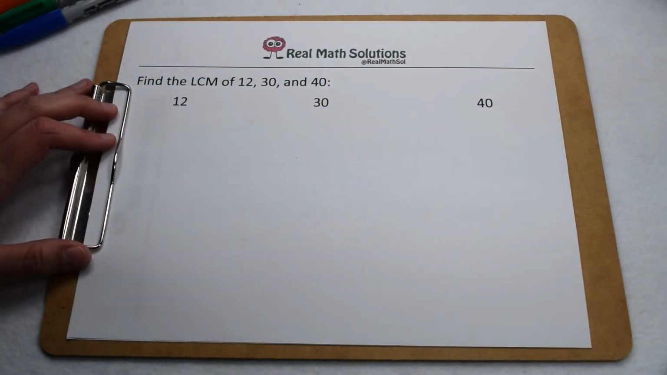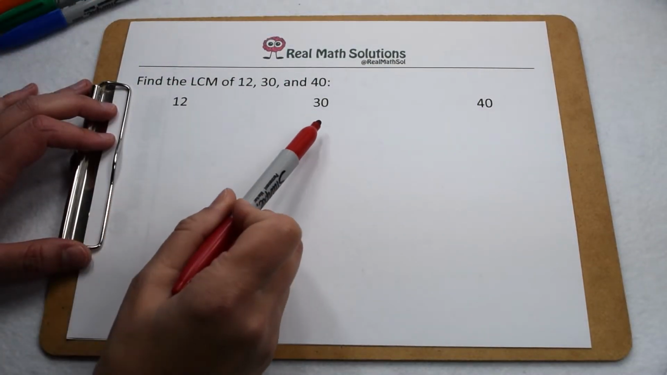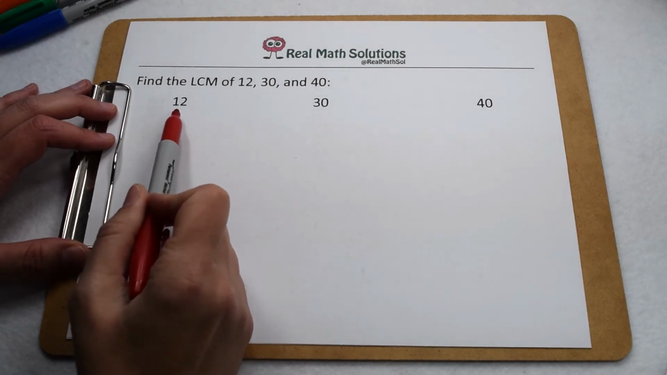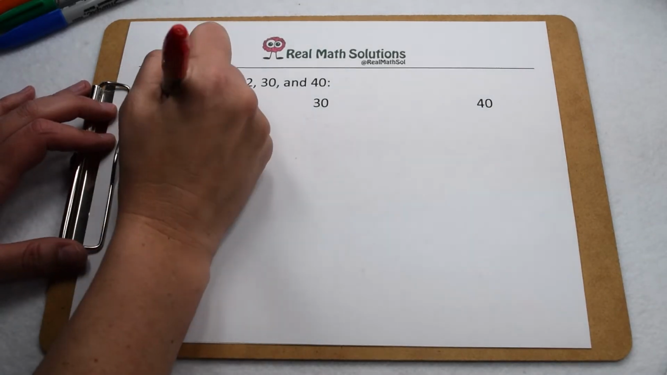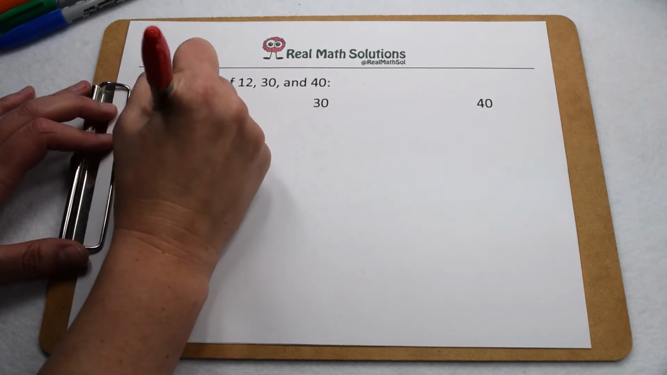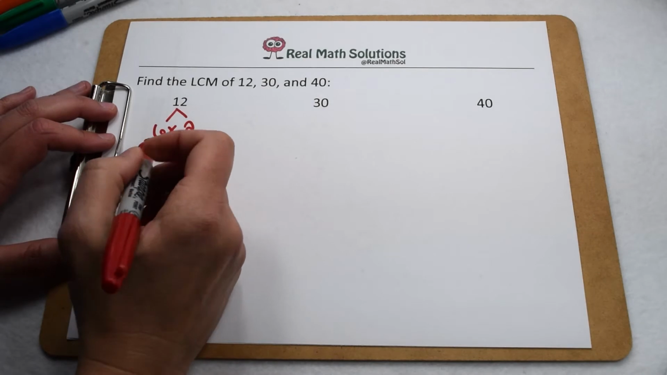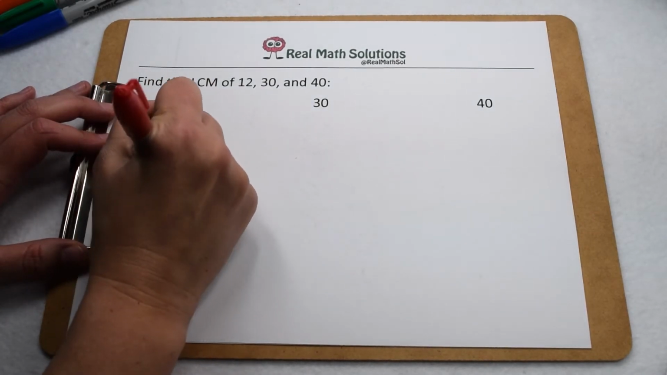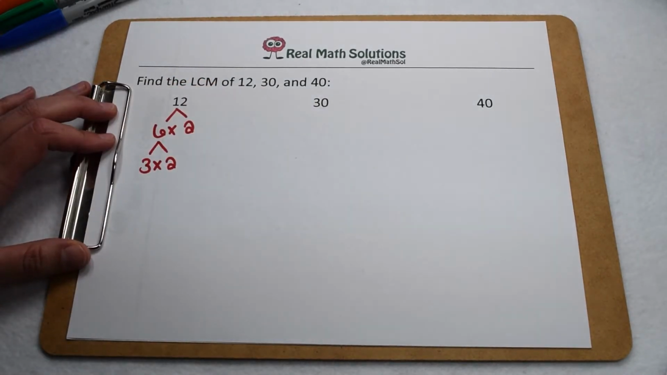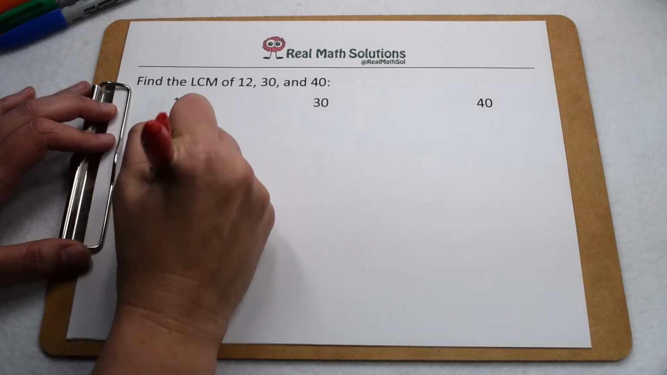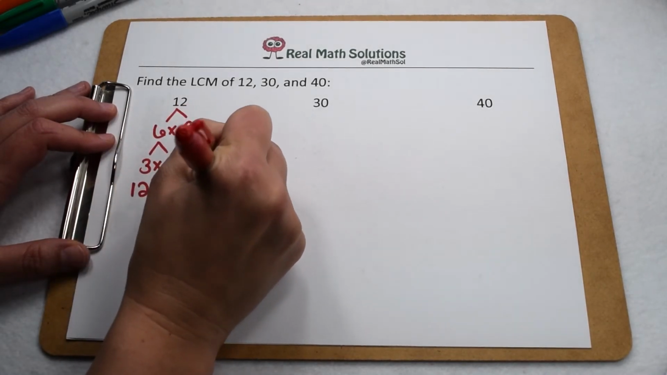We can also use prime factorization to find the least common multiple of more than two values. To find the least common multiple of 12, 30, and 40, we're going to start by finding the prime factorization of each. For the prime factorization of 12, we're going to start with the factor pair of 6 times 2. 2 is prime, 6 is not, so we're going to go ahead and break 6 down again into 3 times 2. Those are both prime, so in order, the prime factorization of 12 comes out to be 2 times 2 times 3.